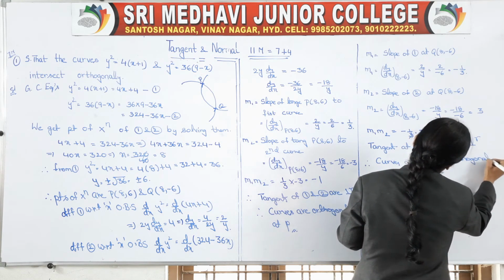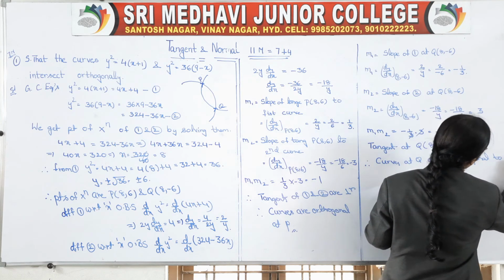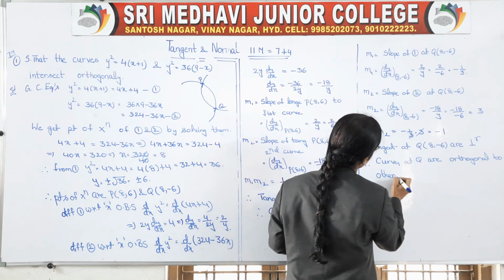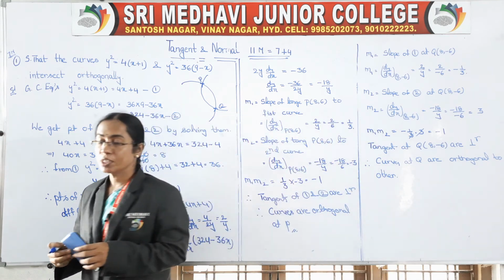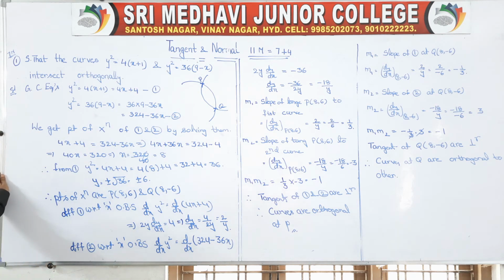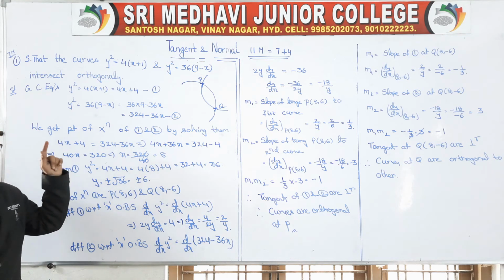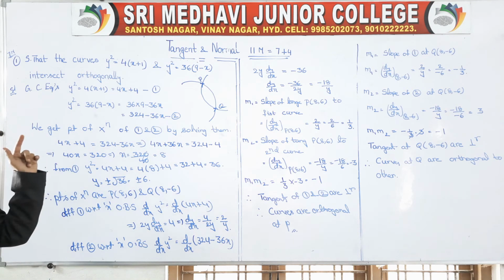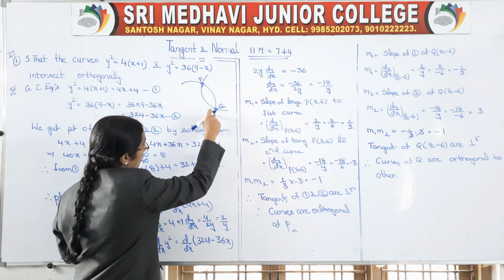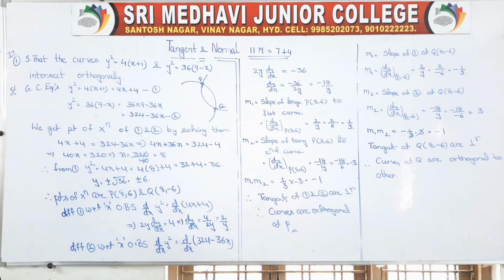Orthogonal to each other. Very, very important 7 marks question. Okay, from this, the angle between the curves. Generally we will get 1 point of intersection. This is a special case. We got 2 points of intersection between the curves. Your curves are like this. Here they are intersecting, here also they are intersecting.